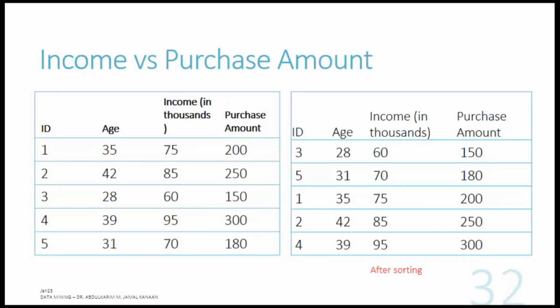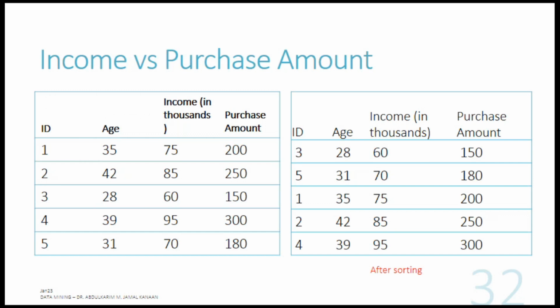This is before sorting. Then after sorting, I take income. So the value 60 is the lowest, I put it up. Of course, I need to make sure that the values match across the columns, you don't mess around. 60 on income, on purchase amount is 150. Then the following value is 70, with 180. So I'm sorting based on income. Then followed by 75, 200, 85, 250. So I'm just sorting the values on both columns.